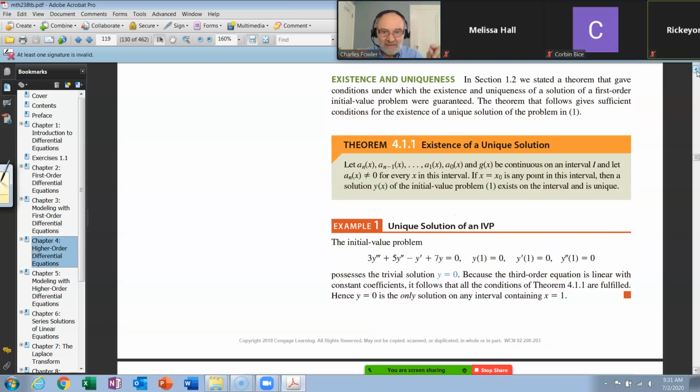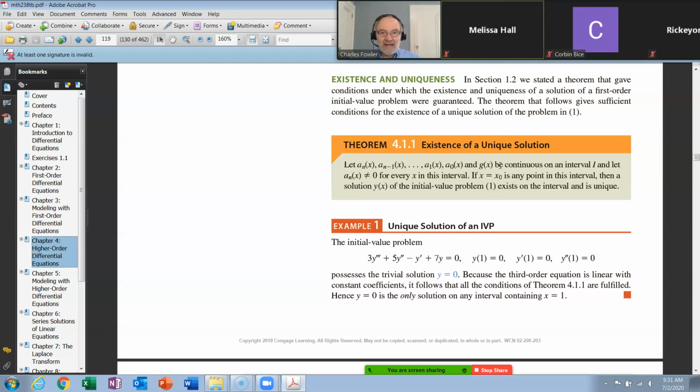If you have a linear nth order differential equation, the a sub n's here are your coefficients for your nth derivative, the n minus first derivative, the n minus second derivative, down to the second derivative, first derivative, and the y itself. And g of x over here on the right hand side, they're all continuous functions on some interval I.